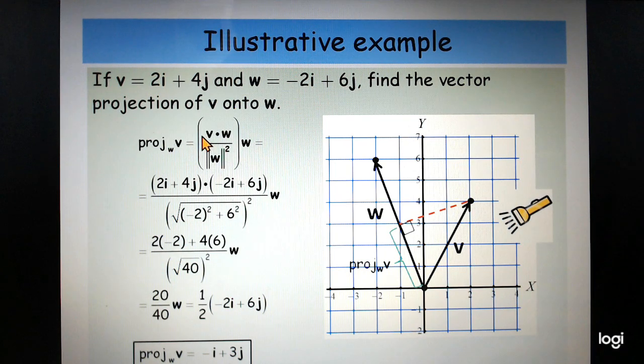So here we go. v dot w: 2 times negative 2 is negative 4, okay?